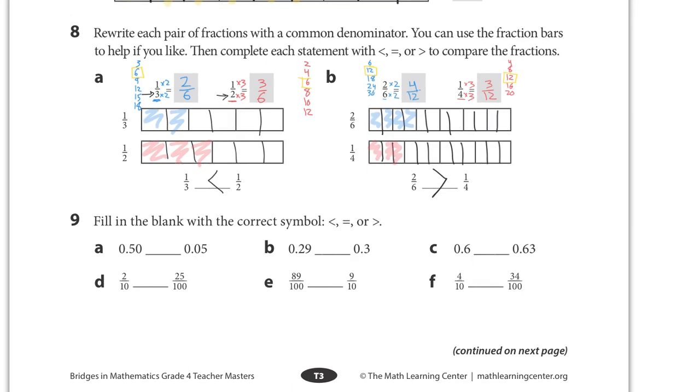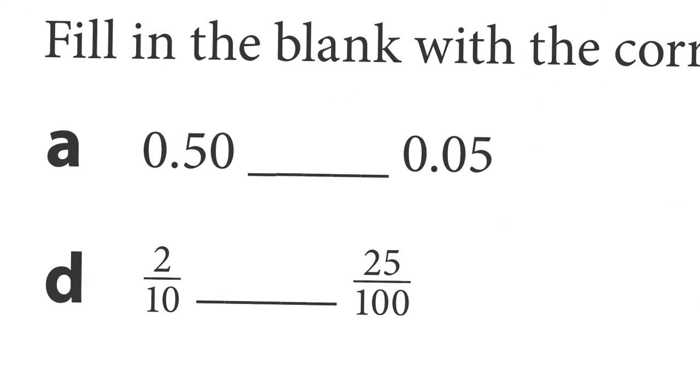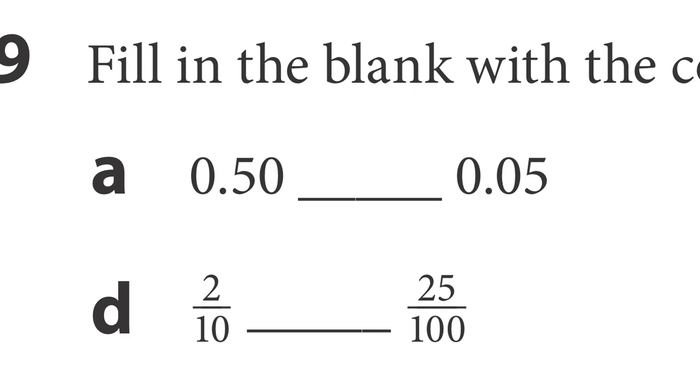Fill in the blank with the correct symbol. So if we're trying to figure out which one is larger, it would be helpful if we maybe wrote the fraction that goes along with it. This one is 50 hundredths. This one is 5 hundredths. If you think of pennies, 50 pennies versus 5 pennies, hopefully you would agree with me that 50 is more than 5.